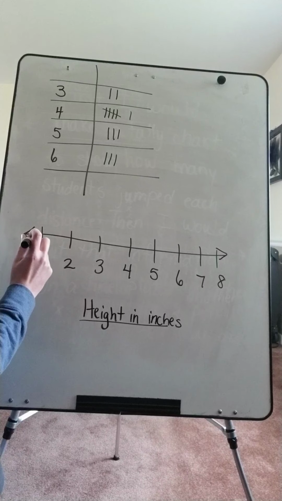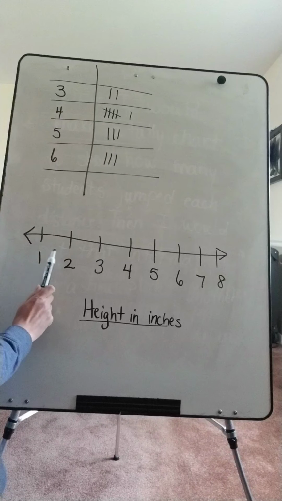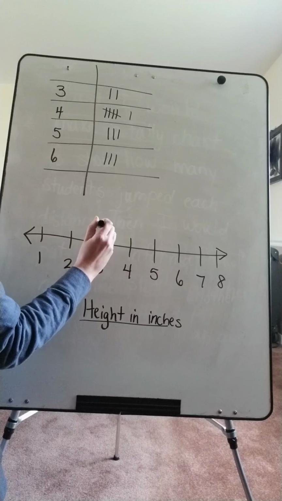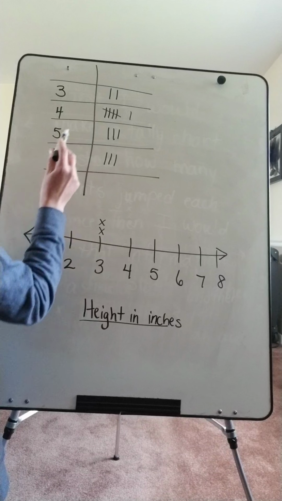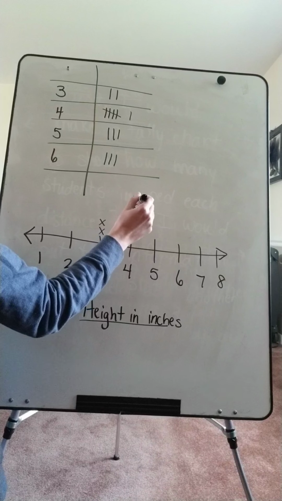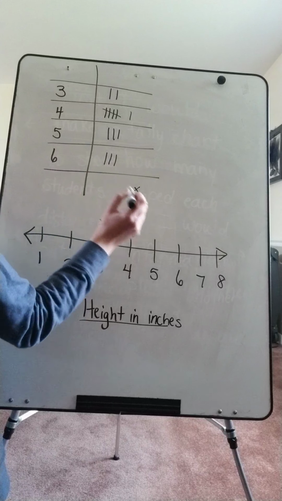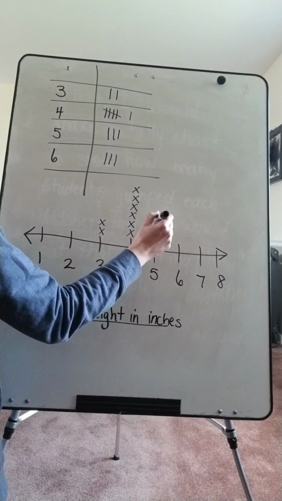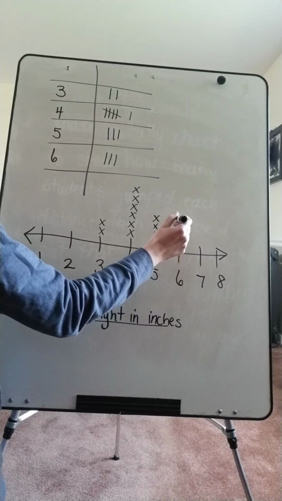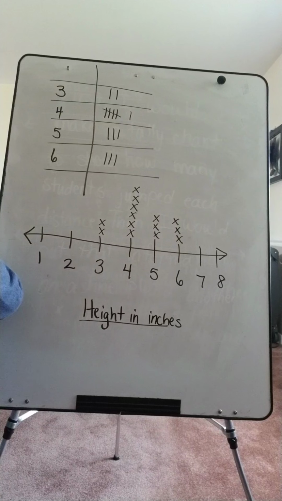So now we're going to look and say, okay, well, there's no 1s, there's no 2s, but there's 2 3s. So put 2 X's. There are 6 4s. So put 6 X's above the 4. And there's 3 5s and 3 6s. No 7s, no 8s. Okay.